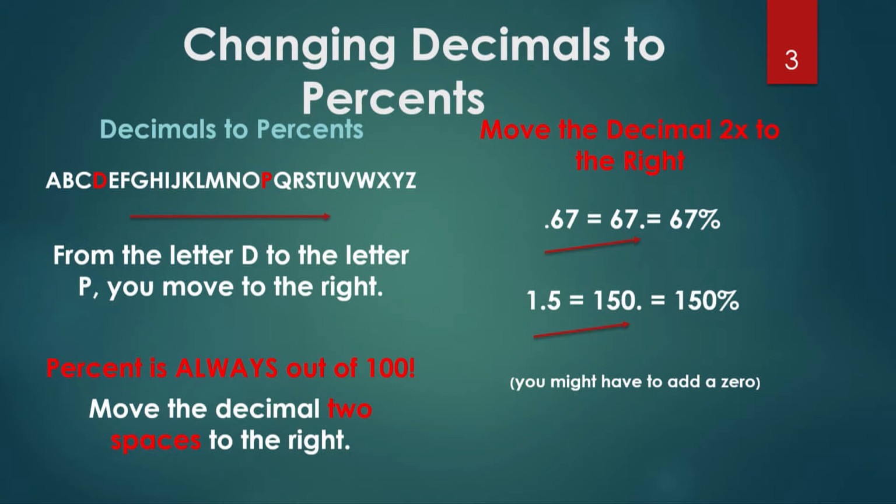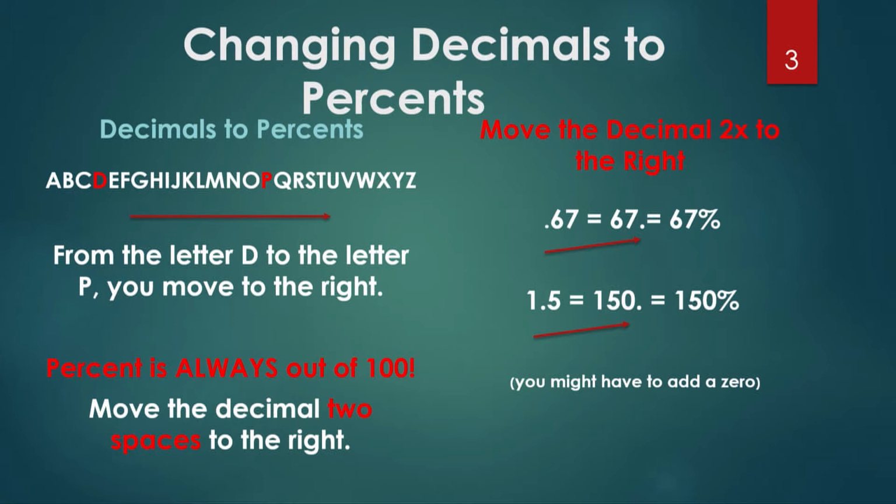A little trick that can help you remember this is to think about the alphabet, if you were just to write the whole alphabet. When you're going from D to P, you're moving to the right. So from D to P, you are going to move that decimal to the right. Again, percent is always out of 100, so you move a decimal 2 spaces to the right. And there are a couple examples.